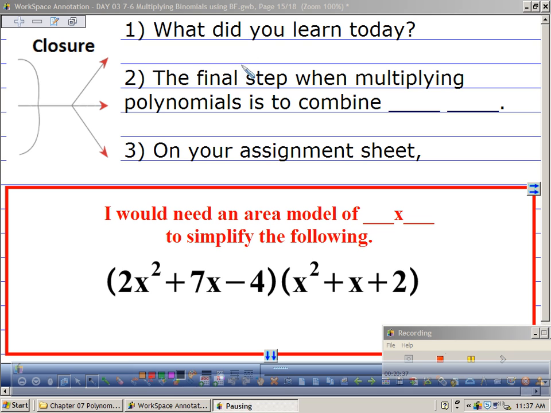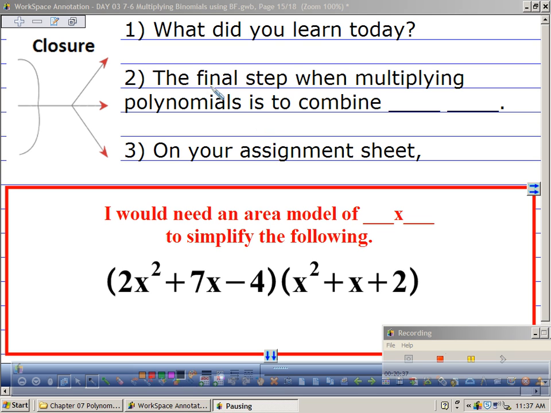Okay, how about Johnny? Specifically, what were we multiplying? Not monomials today. What were we multiplying? Binomials times polynomials, right? Some of them were binomials times binomials. Some of them were binomials times polynomials.